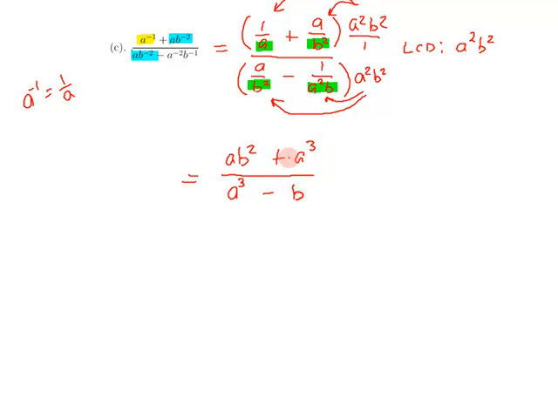Alright, now the question is, can I simplify that? Since I can't factor the denominator any further at all, then that is as simplified as this is going to be able to get. Alright, and thus ends section 6.3.